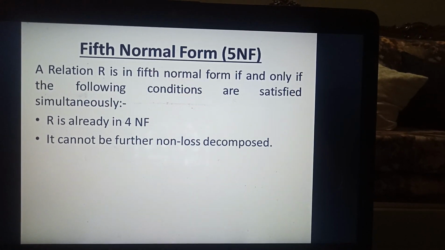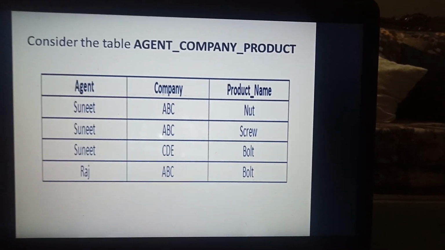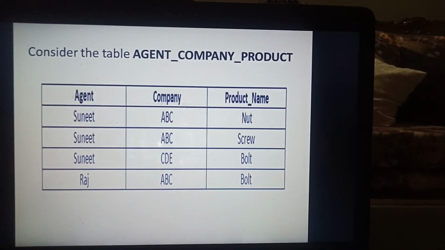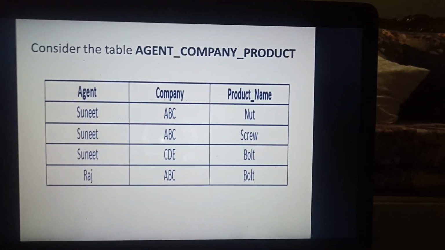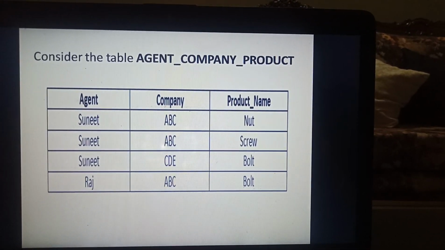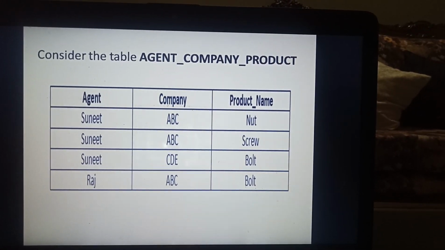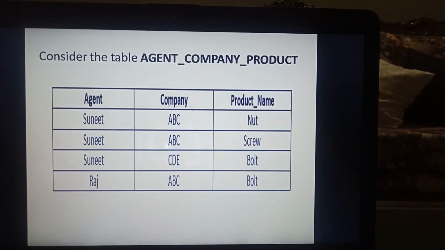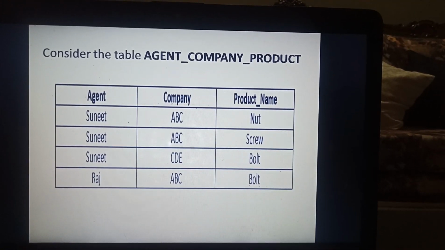non-loss decomposed. So let us start with this example in which we have a table having three attributes: agent, company name and product name. Now first we will check whether this table is in fourth normal form or not. Because to normalize in fifth normal form, we have to first check whether the table is in 4NF or not. For a table to be in fourth normal form, there should be no multi-valued dependency.